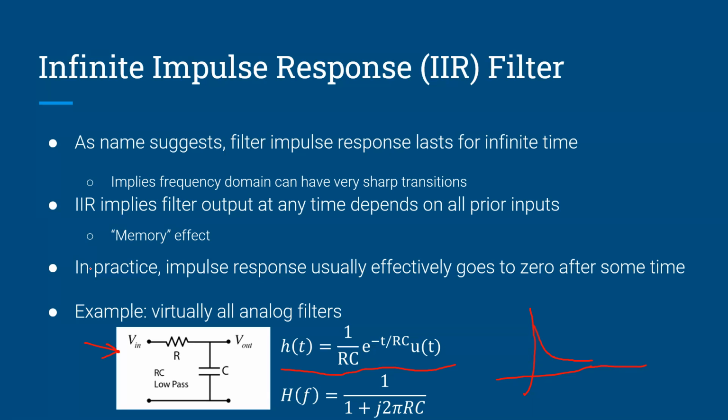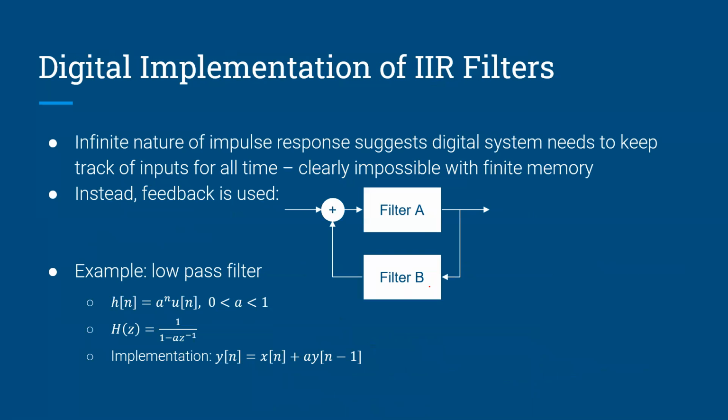So in practice, like the low-pass filter here, the impulse response usually goes to 0 after some period of time. And for this guy, we could say it goes to 0 after 5 to 10 time constants, so RC seconds. But still, that presents a problem with implementing it in the digital domain. Okay. So how do we actually implement this in the digital domain?